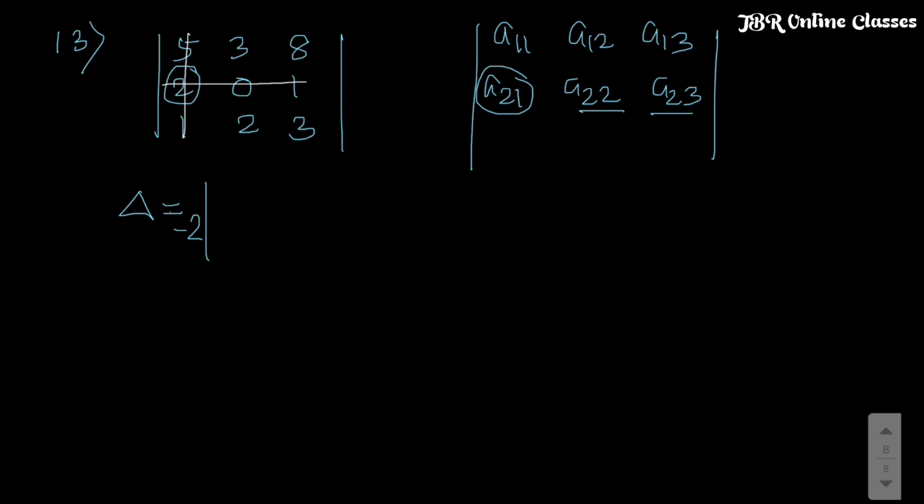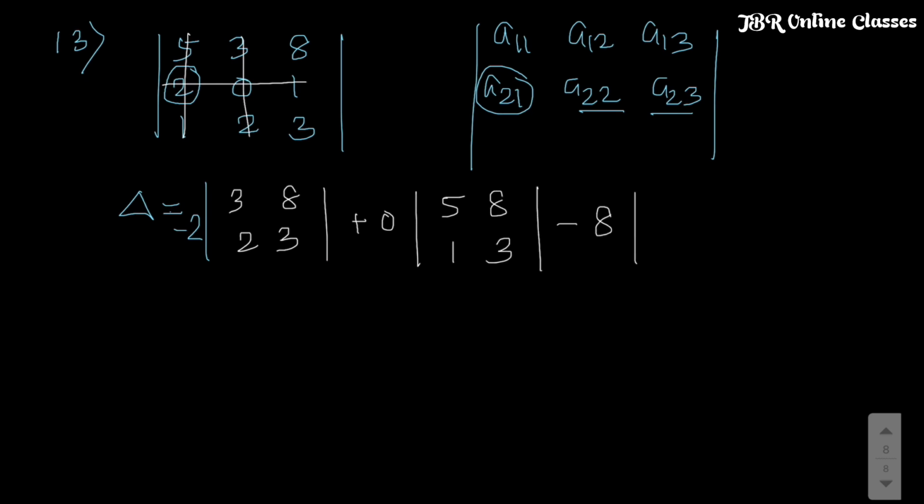So now 3 into 3 becomes 9, or you can first write down 3 8 2 3. Now the next one here 0, so it will be positive, and for 0 this portion will be cancelled out, so it will be 5 8 1 3. The last one will again be negative, and for 1, this portion will be cancelled out, so it will be minus 1 and 5 3 1 2.